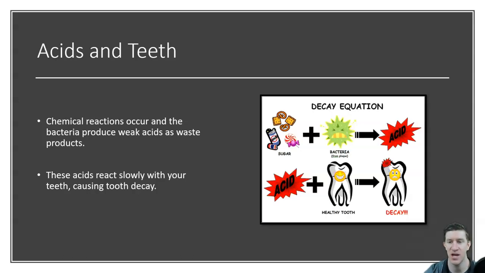So if we look at the decay equation, in a simple sense, we've got sugar. So we always need sugar. The bacteria then consume that sugar and they produce an acid. If we take that acid and you sit it on a healthy tooth, so the bacteria is sitting around your teeth because you're not brushing your teeth very often, you're not flossing, etc., they're just going to slowly sit there and just slowly gnaw away to slowly dissolve your teeth. And that's where we get tooth decay. It's that gradual acid eating into your teeth.